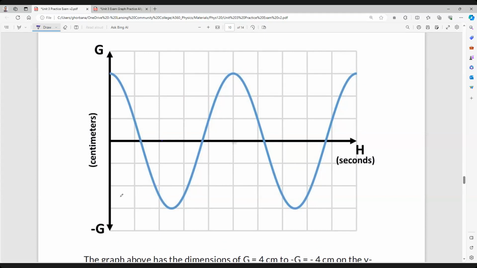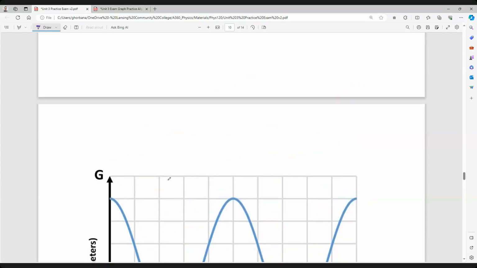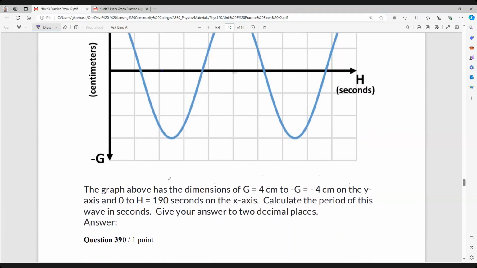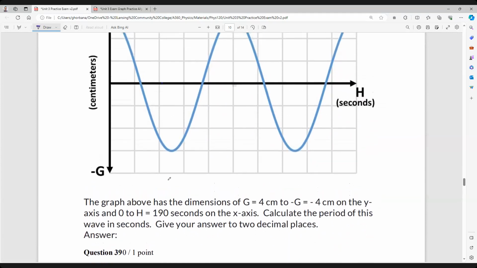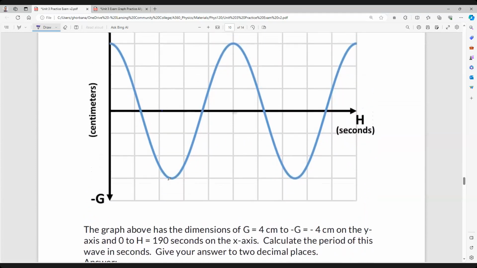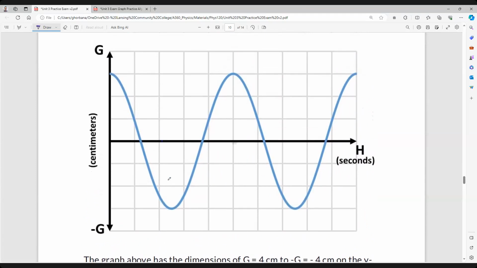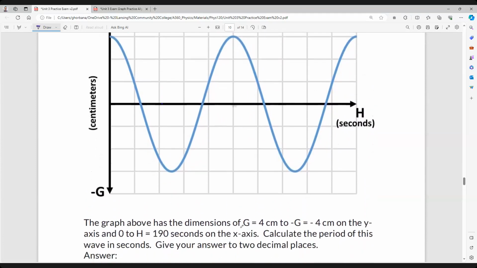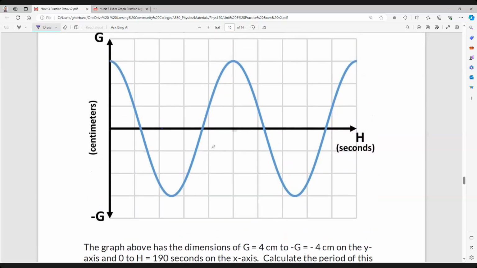What we have here is a wave, and it says the graph above has the dimension of plus or minus 4 centimeter. What does it mean? It means that from here to here is 4 centimeter. Probably your numbers are different. Just try to learn the concept. The numbers probably will be different, but we are following the same concept.